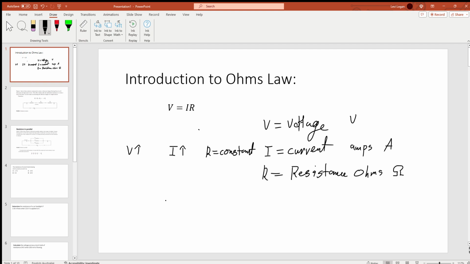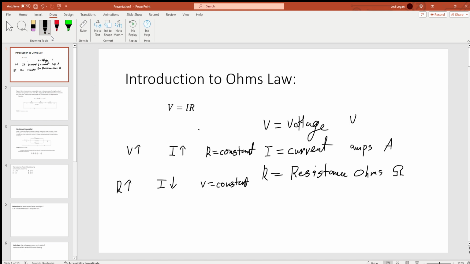Now, if voltage was constant, and I increased my resistance, my current is going to go down because you can see they're both a product. If this stays the same and I increase this number, this has to decrease, because when you multiply them together, they have to be equal to that. So voltage is proportional to resistance and current, but current and resistance are inversely proportional to one another.